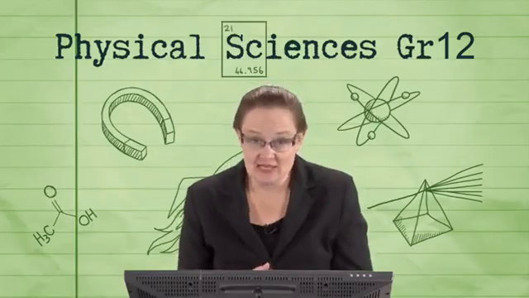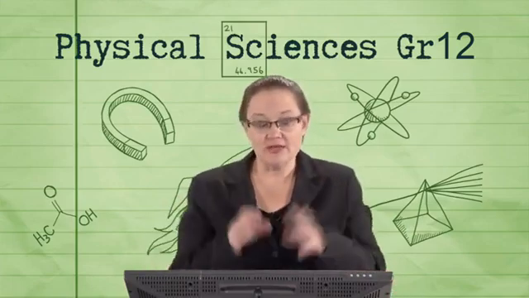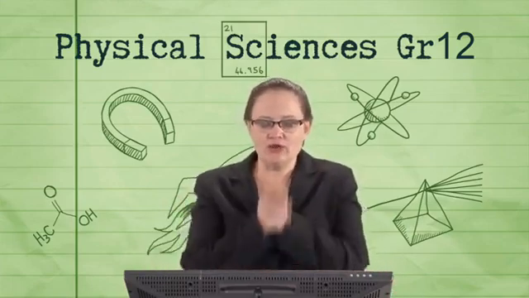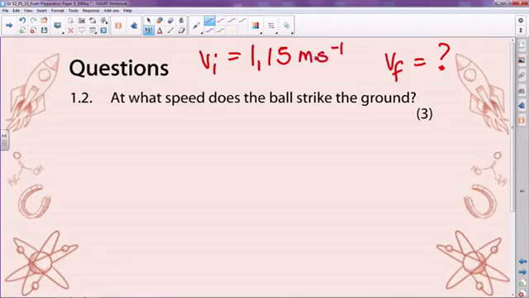So now let's look at the second question. We're sticking with the same graph, so the ball hasn't changed. But now I want to know at what speed the ball strikes the ground. So now we're looking for VF. Stick with the initial velocity that I worked out for you, so we don't have any carry-on errors.